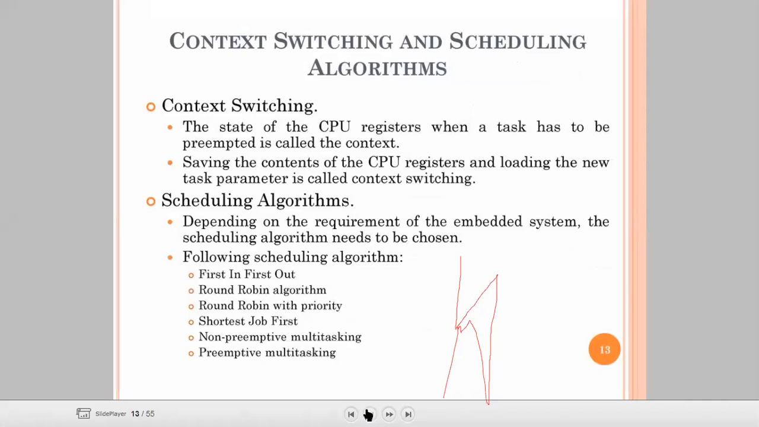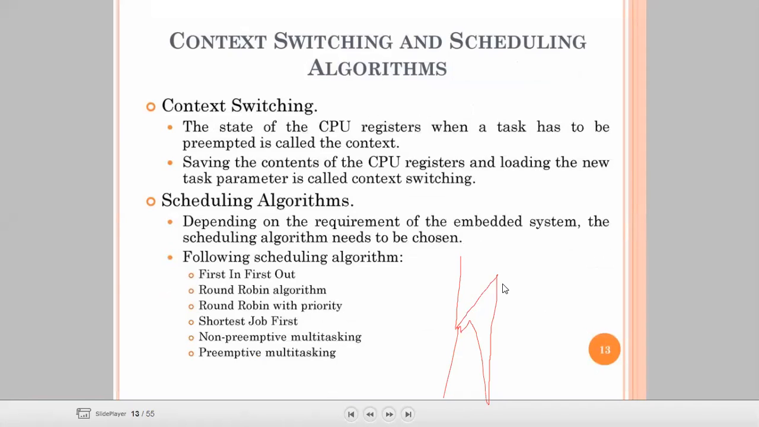See here, the context switching. The state of the CPU registers where the task has to be preempted is called the context. Saving the contents of CPU registers and loading the new task parameters is called context switching. That is the concept. This is the symbolic diagram. The title is quite interesting, but the concept is very simple.